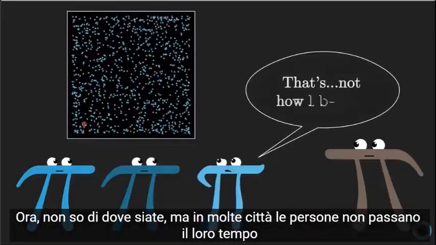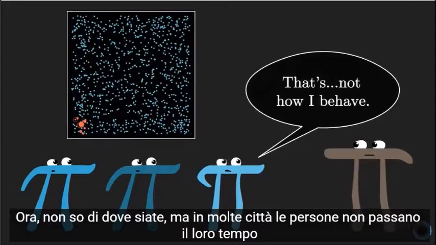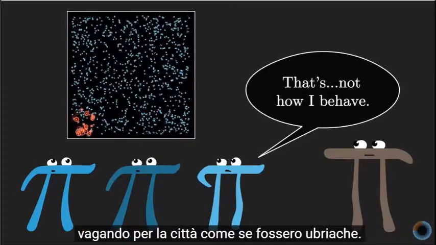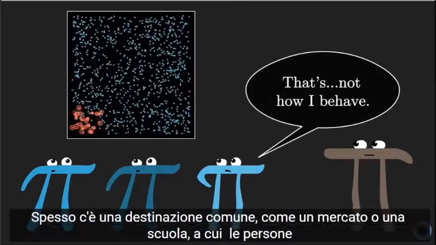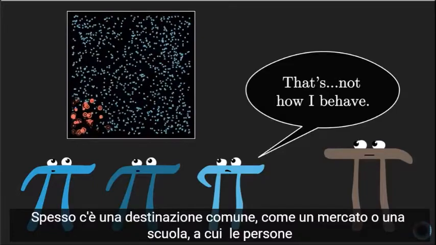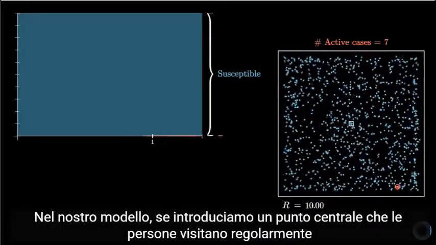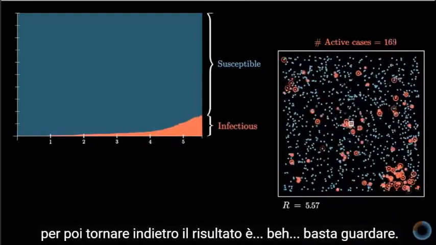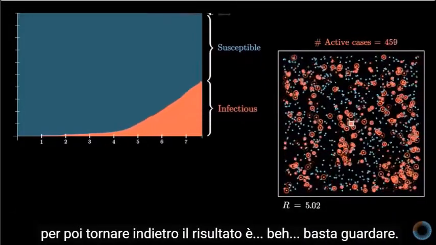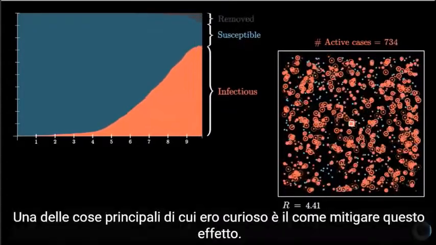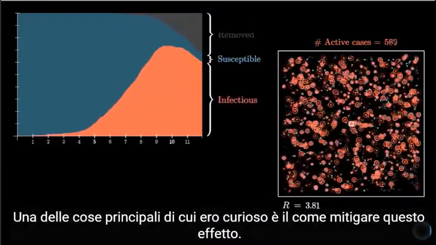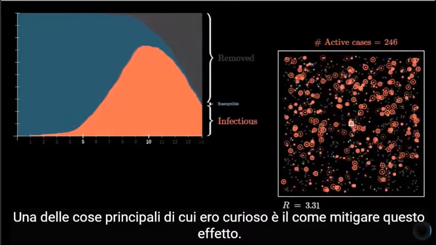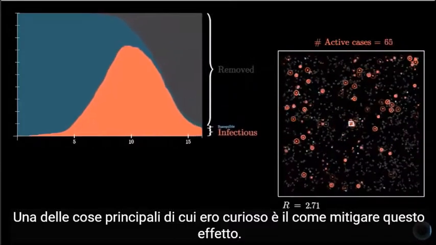Now, I don't know where you're from, but in most towns, people don't actually spend their days drunkenly wandering around the city like this. Often there's a common destination, like a central market or a school. In our model, if we introduce some central spot like this that people regularly visit and then return from, well, just look. One of the main things I was curious about is how to mitigate this effect, and that's something we'll examine in just a bit.